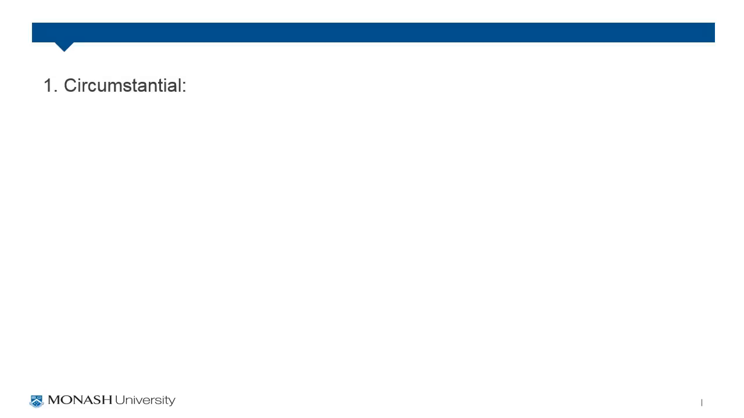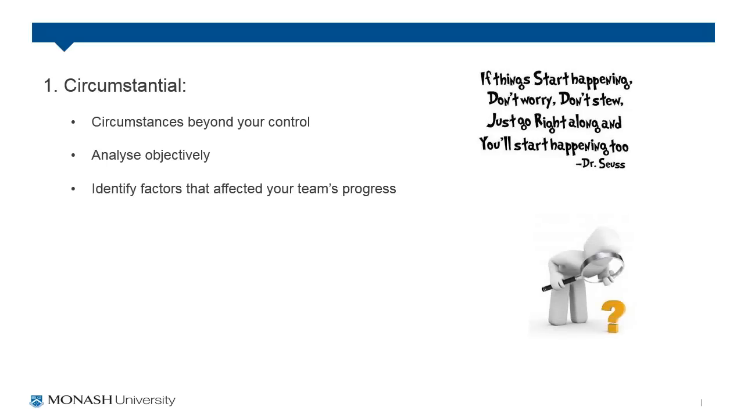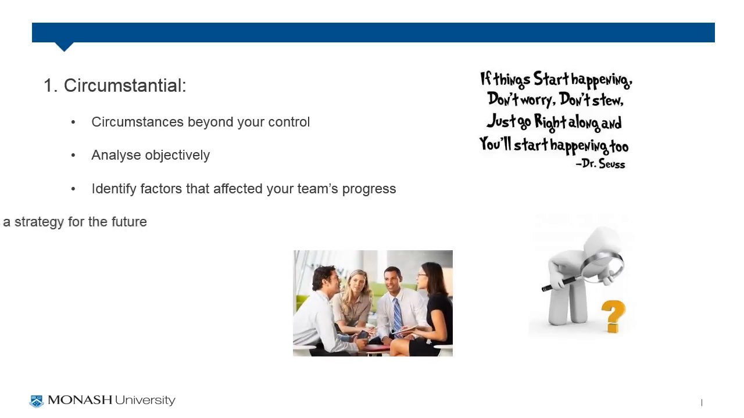First of all, consider in your team what kind of circumstantial factors affected your team's performance. Circumstantial factors include something that is beyond your control. It may be a technical glitch that slowed down your progress, or one of the members could not contribute much to a certain component of the project due to illness. It is important for you to analyse objectively. The aim of this exercise is not to blame someone or a particular situation, but to identify the factors that affected your team's progress so that you can develop a strategy to avoid or to prepare for such contingencies in the future.